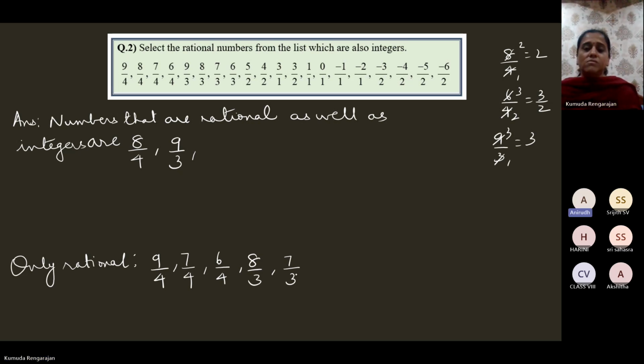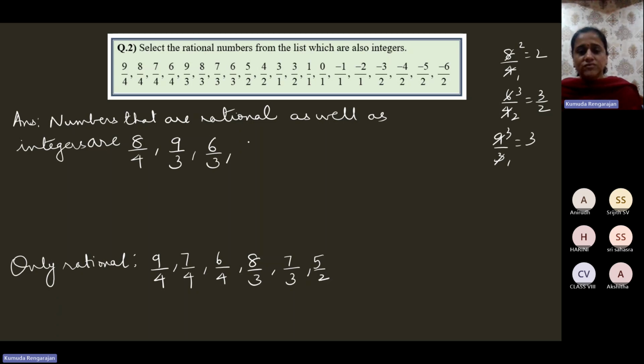7 by 3 is only rational. 6 by 3 is rational as well as integer. Ma'am, that only I said, ma'am. Okay. Akshita, what about 5 by 2? 5 by 2 is a rational number, ma'am. Only rational. Yes, ma'am. Okay.